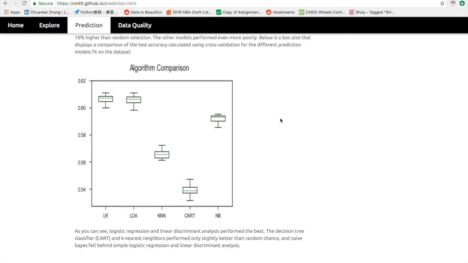Of the models we tested, logistic regression managed to generate the highest test accuracy. LDA and naive Bayes did almost as well, while KNN and CART did not do well at all. We took a closer look at logistic regression, as that is the model that we believe performed the best.